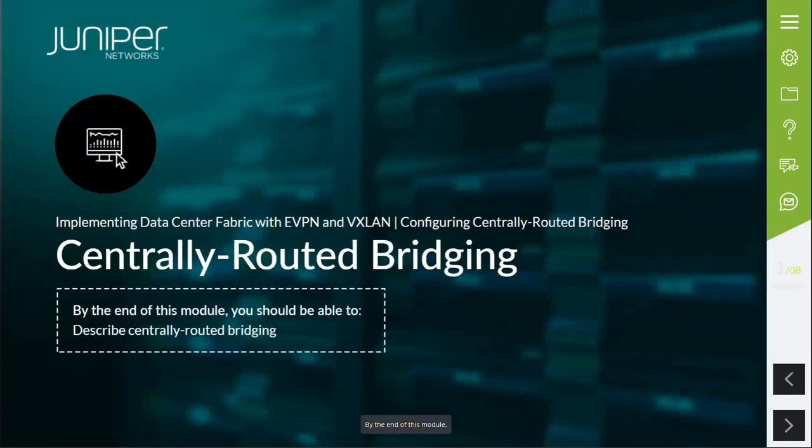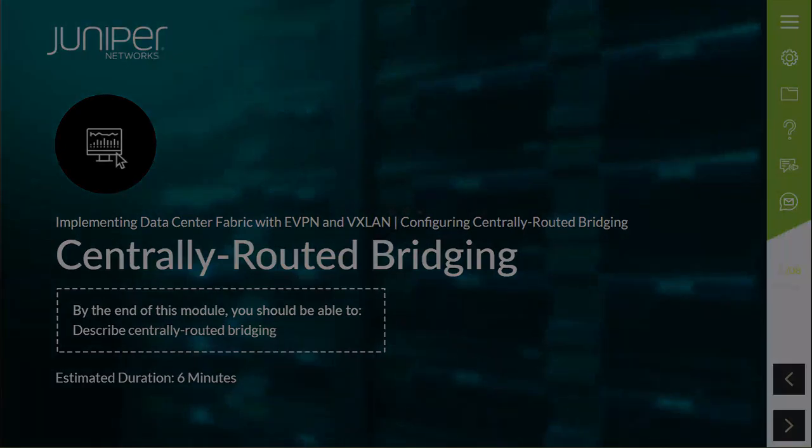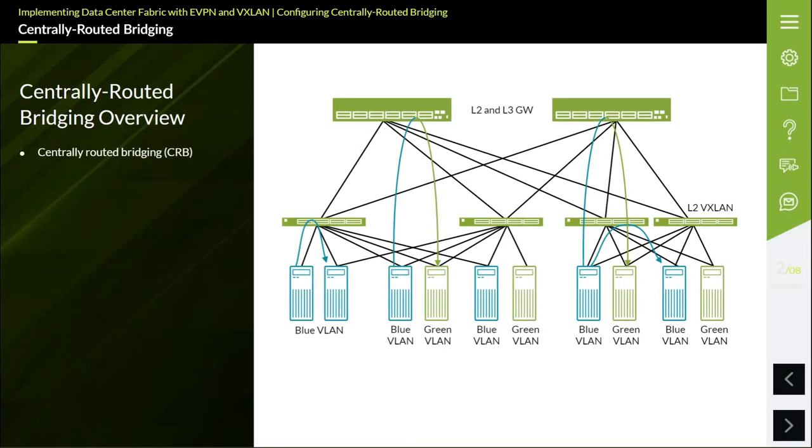By the end of this module, you should be able to describe centrally routed bridging. This example shows the data flow when deploying a centrally routed bridging, or CRB, design. With central routing, or enabling a distributed Layer 3 Virtual Extensible LAN, or VXLAN, gateway, devices can use the help of either Type 2 or Type 5 Ethernet VPN, or EVPN, route advertisements.